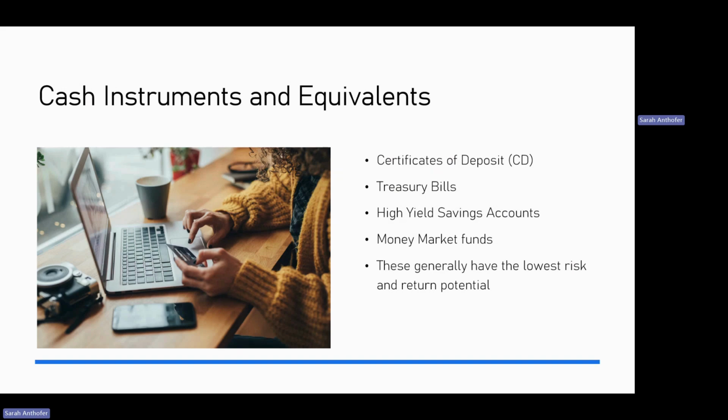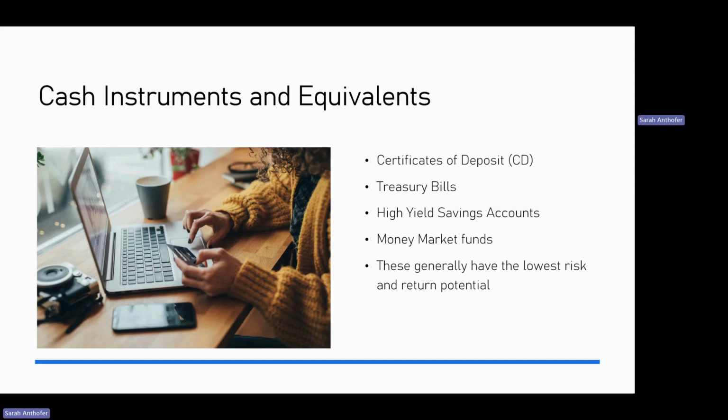That's probably going to be a non-qualified account, right? Because I need to be able to access it without penalty. And the investment option I might choose for that goal is probably one that has lower risk. So if I have a lower risk or return potential, something a little bit more conservative, a cash instrument and equivalency would be what I'd be looking for.